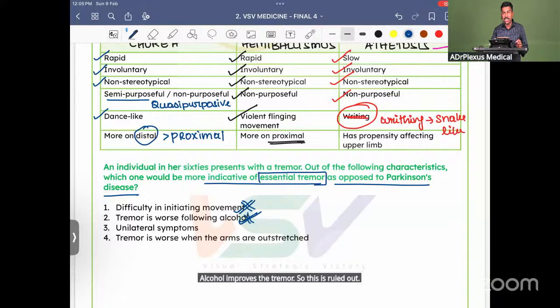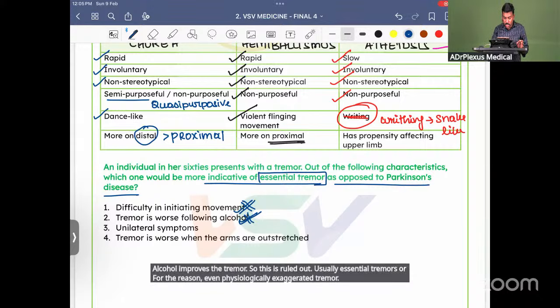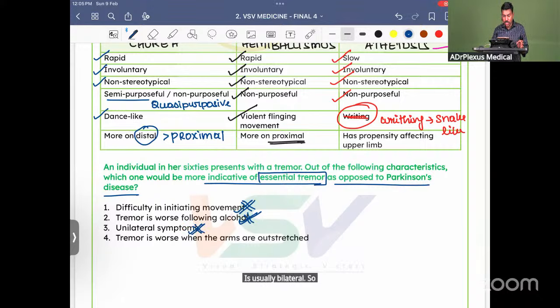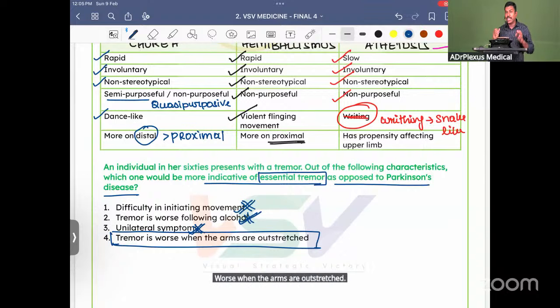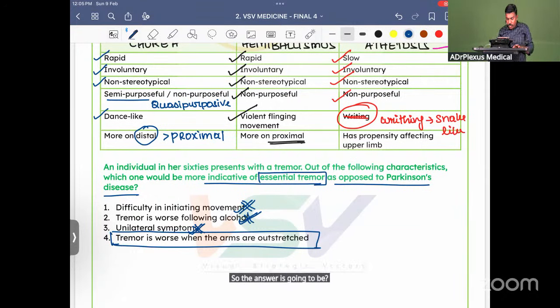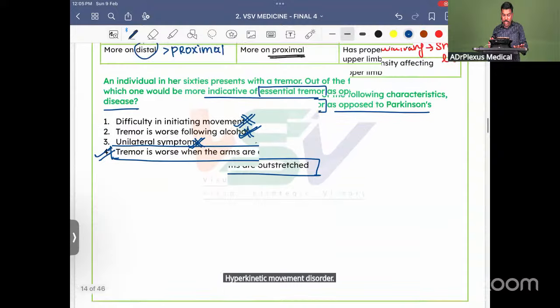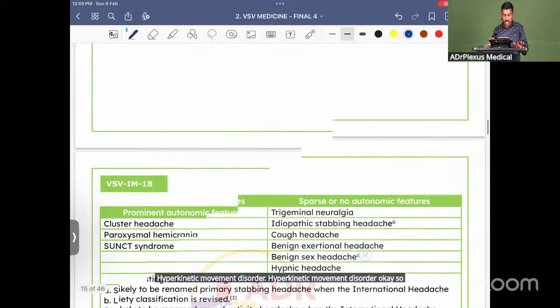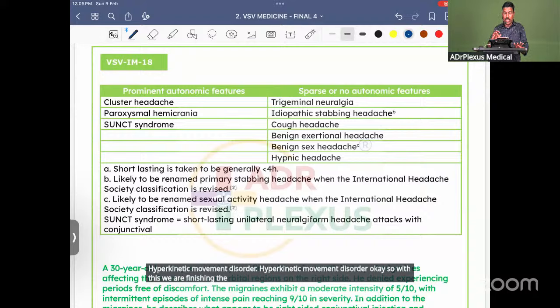Usually essential tremor, and even physiologically exaggerated tremor, is bilateral. So that is also ruled out. Tremor worse when the arms are outstretched: it is an action tremor or a position tremor, so that time the tremor worsens. So the answer is going to be 4. So this is about involuntary movements, hyperkinetic movement disorder. With this, we are finishing the question.